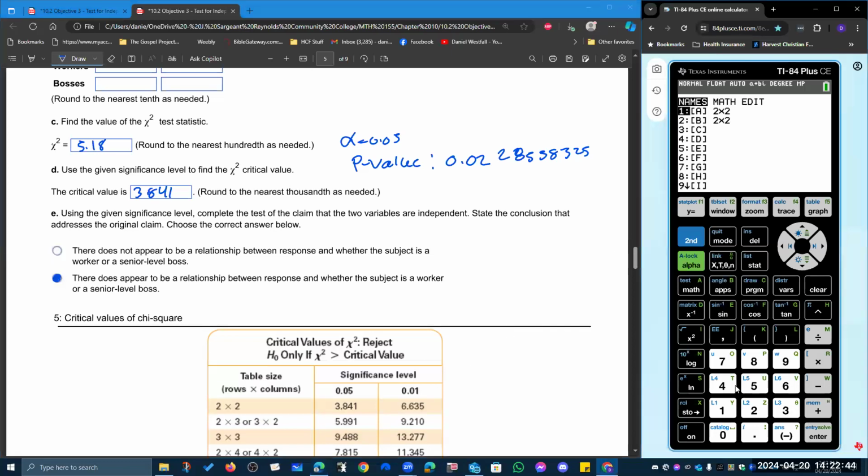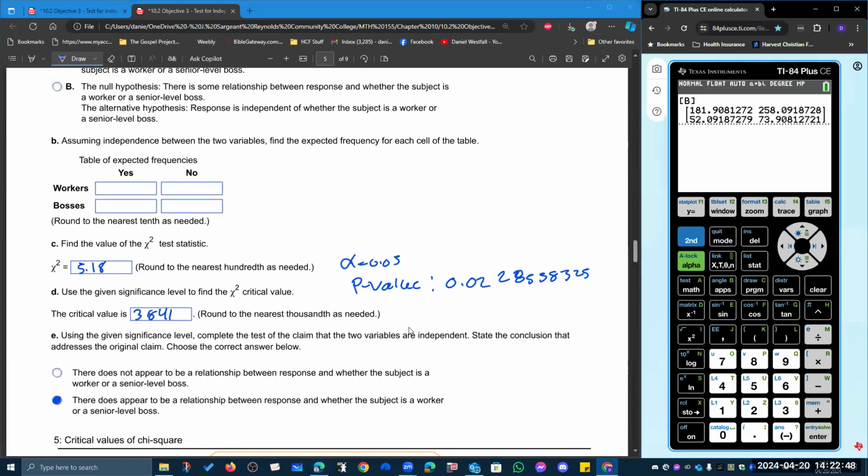Let's look at matrix B now and see what our expected values are that go in our table to the nearest tenth. 181.9, 58.1, 52.1, and 73.9.